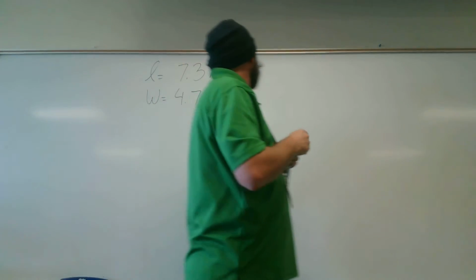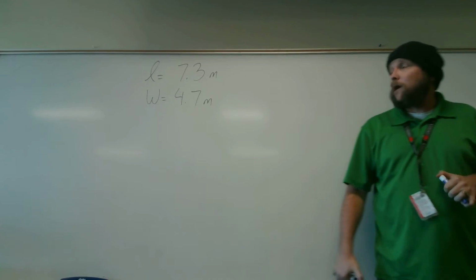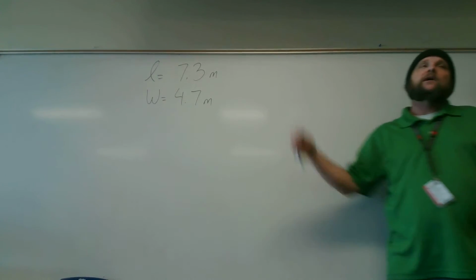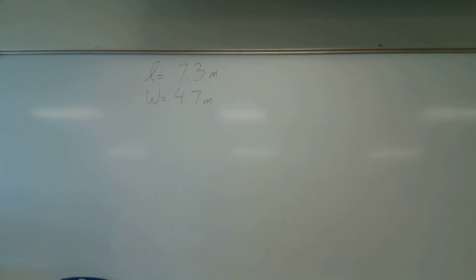All right, we have a length of 7 3/10 meters. We have a width of 4 7/10 meters. I want a picture. I want to see the formula. I want you plugging in the numbers for length in the formula, plugging in the numbers for width in the formula, and I want to see you solving it.